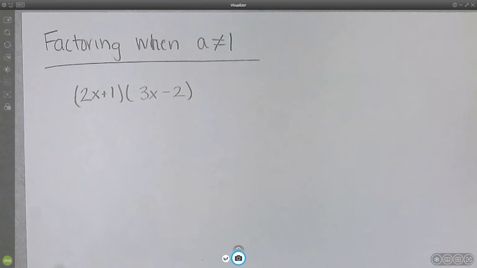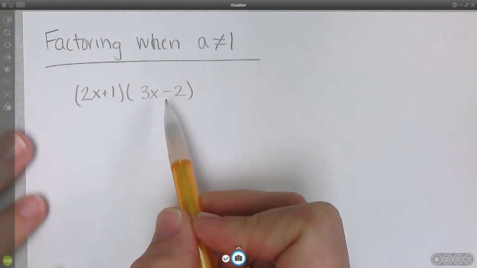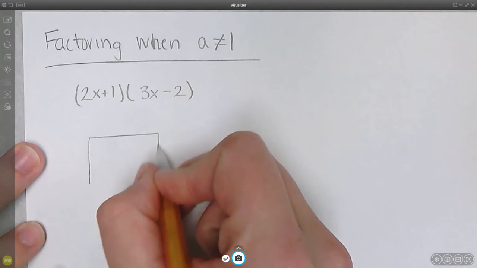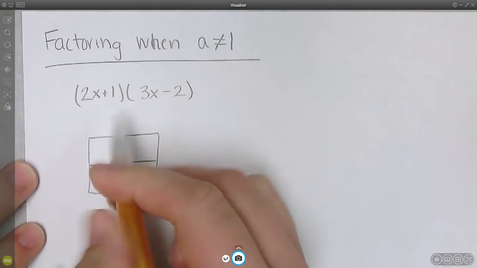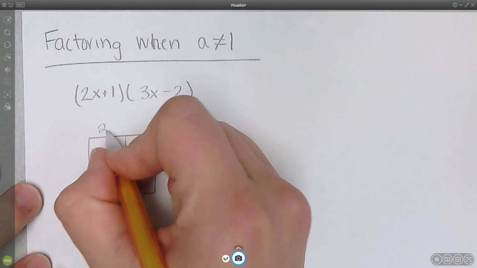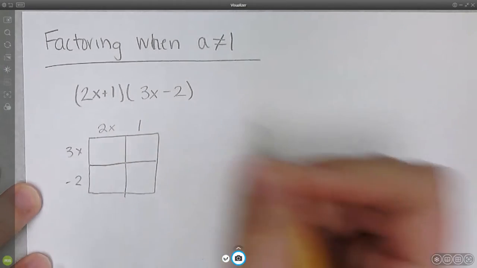All right, so we are going to look at how to factor when a does not equal 1. Before we do that, we're actually going to look at how to expand this. The first way you learned to expand this was to make a box. And you put each of these factors, one along the top and one along the side. So you have 2x and 1, 3x minus 2, and then you multiply.